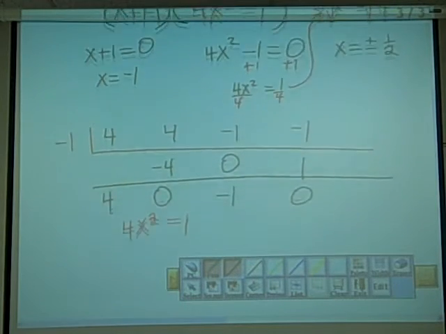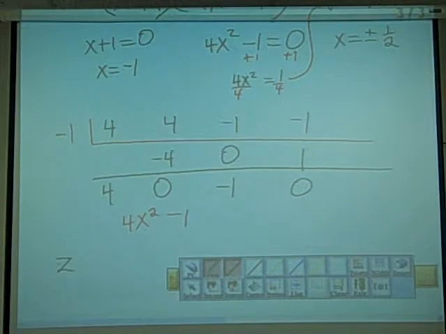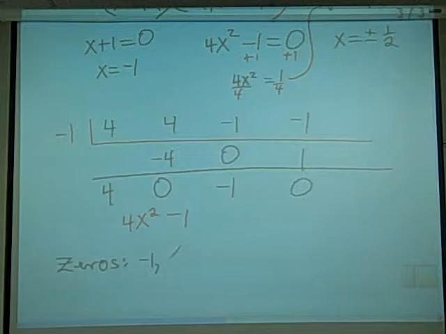Okay, so our zeros, there's going to be 3 of them this time. We have negative 1, and we have negative 1/2, and a positive 1/2. And you could list this as plus or minus 1/2 if you like, that would be fine. Just keep in mind that WebAssign will most likely ask for it as three separate zeros. Alright.